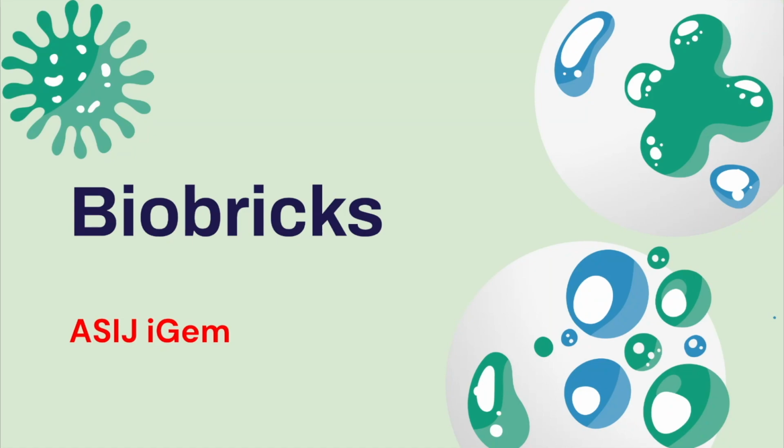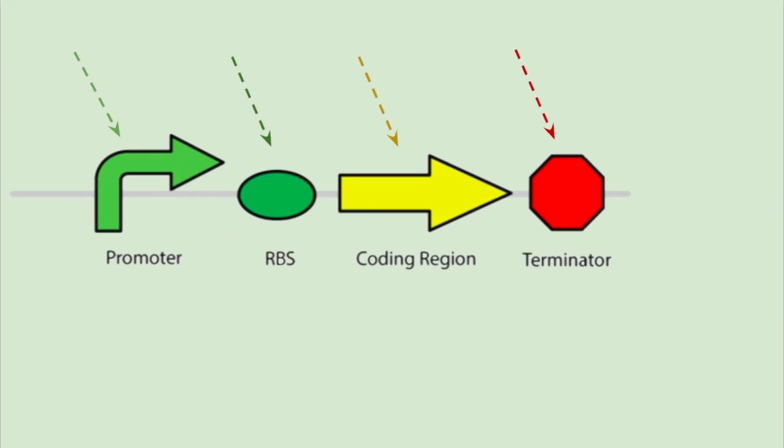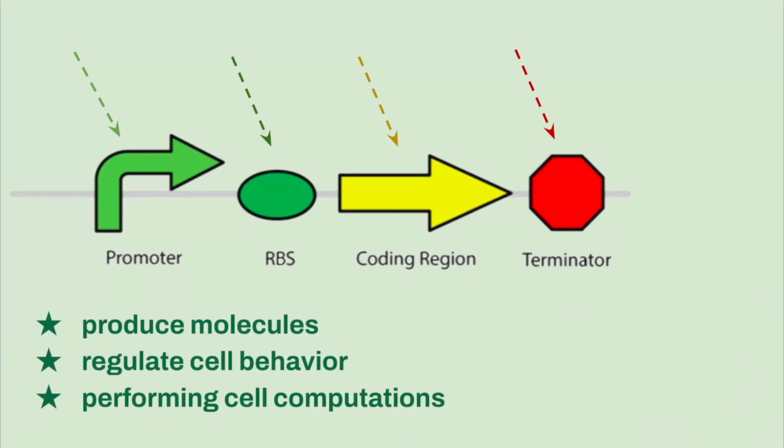Today we are going to learn about Biobricks. Last time you embarked with us upon an extensive journey of genetic circuits. Just as a recap, genetic circuits are a system of promoters, RBS, coding regions, and terminators that promote biological processes to actually happen, such as producing specific molecules, regulating cellular behavior, or even performing computations within a cell.